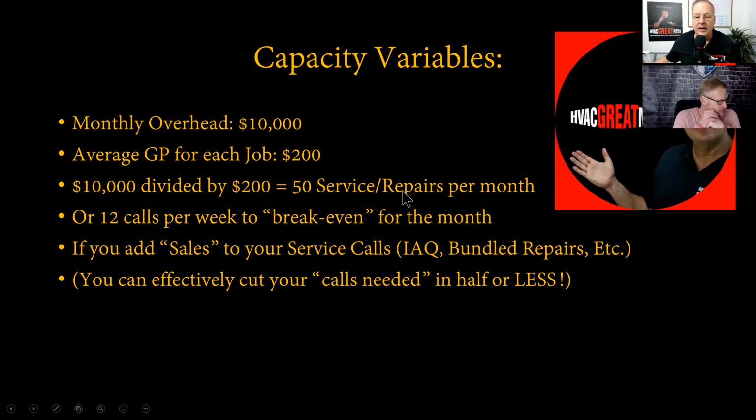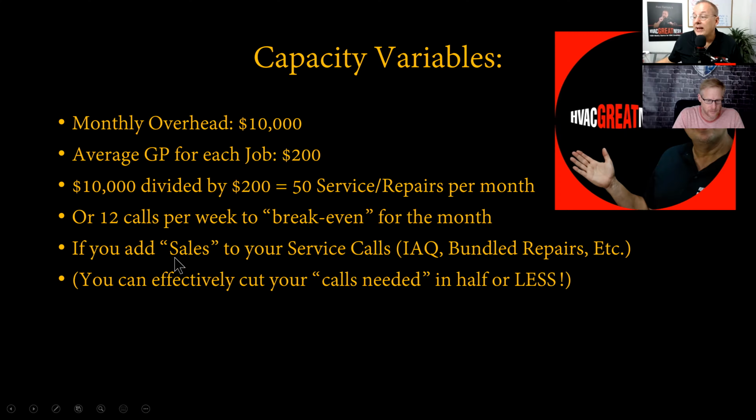So real quickly, here's an example on that. Let's take that $10,000 overhead. Let's say that your average gross profit on each job, this is after your direct cost, is $200. So we take that $10,000 divided by 200. Now we know we need 50 repairs every month. Every month. Now that's 12 calls per week just to hit break even. Does your service tech get 12 calls during the shoulder seasons? Probably not. This is why we're talking about that mature business model.